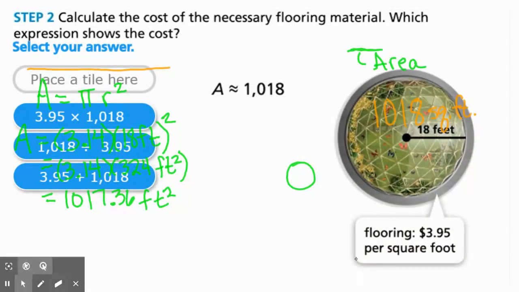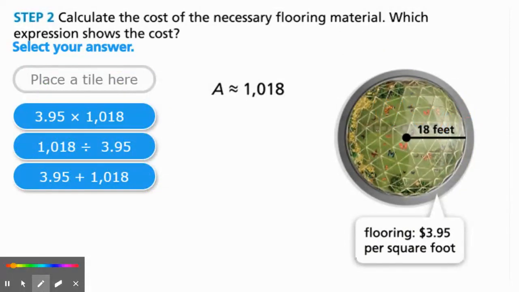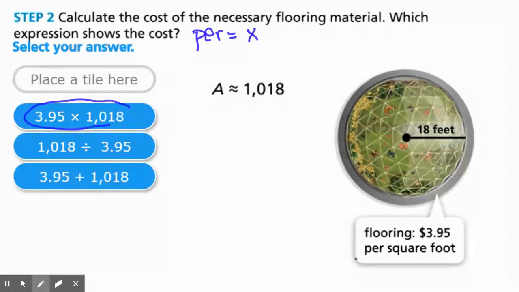Okay, so now we need to calculate the cost necessary for flooring materials. So my area is about 1,018 square feet. Well, actually, that's how much tile I need. The area is closer to 1,017 feet, but for our purposes, we're going to use 1,018 feet. So which one of these can I use? It's $3.95 per tile, per. So per is equal to multiplication. So I'm going to use this equation right here.